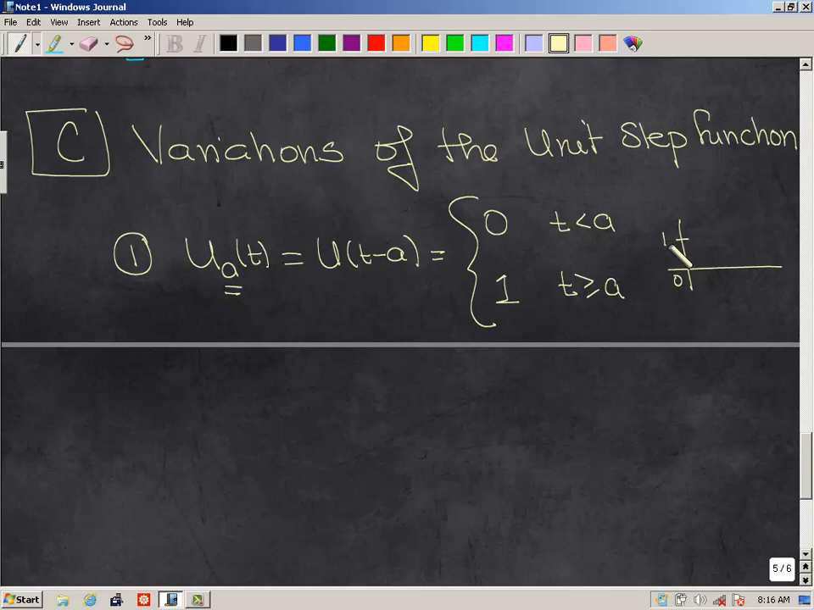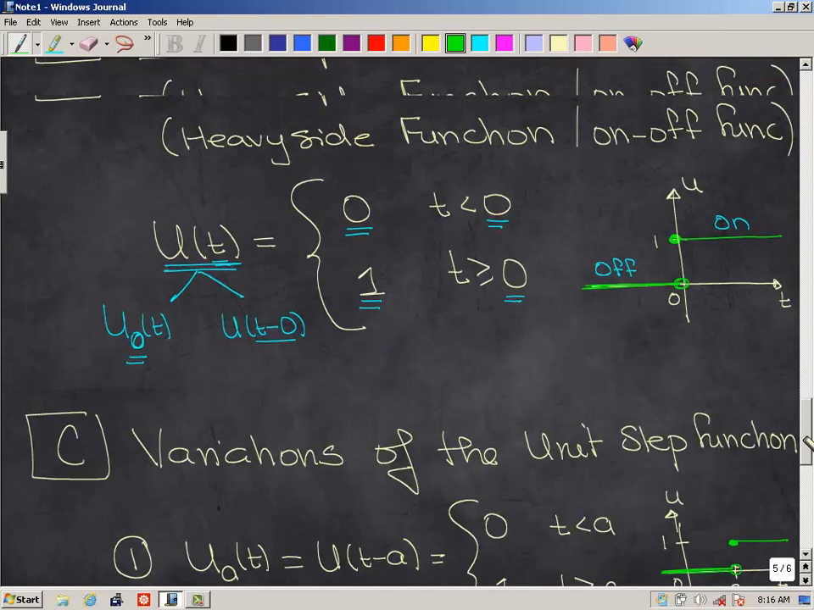This is 0, 1. This is a. This is u and t. So this means that it is off until a. That means it's going to be 0 until a, and then it's going to be 1 after that. And you can see why it's called a step function, by the way, I forgot to mention.